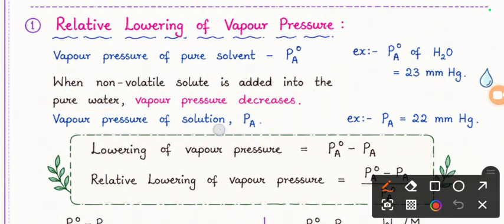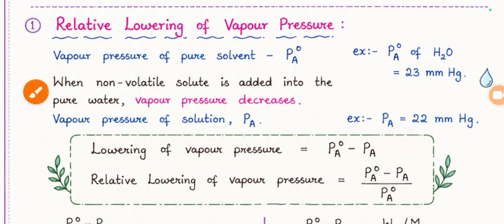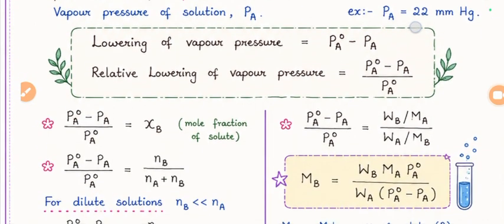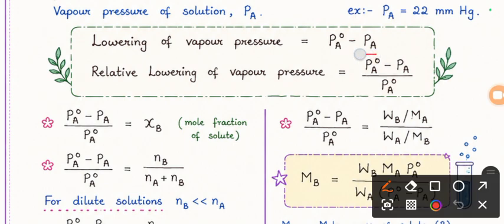Now the vapor pressure of the solution after adding non-volatile solute we write as Pa. For example, when you dissolve 1 gram of salt in water, vapor pressure decreases from 23 to 22 mmHg. Lowering of vapor pressure can be written as P naught A minus Pa, where P naught A is the vapor pressure of pure solvent, for example 23, and Pa is the vapor pressure of solution, say 22.